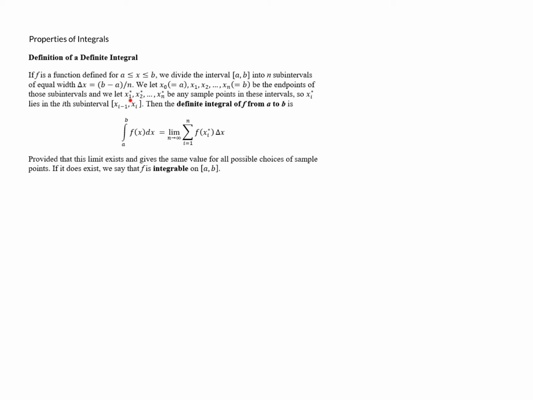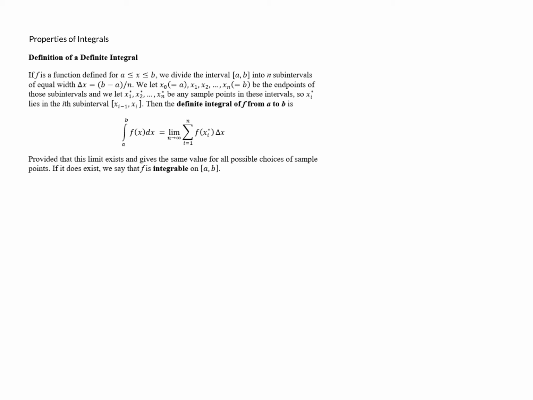And we let x sub 1 star, x sub 2 star, all the way up to x sub n star be any sample points in each of these intervals, so that x sub i star lies in the ith subinterval, which goes from x sub i minus 1 to x sub i. Remember that the first subinterval ends with x sub 1, the second ends with x sub 2, and the ith ends with x sub i. I know this i minus 1 might be a little confusing for some people, but just roll with it. We are looking at the ith subinterval that ends at x sub i.